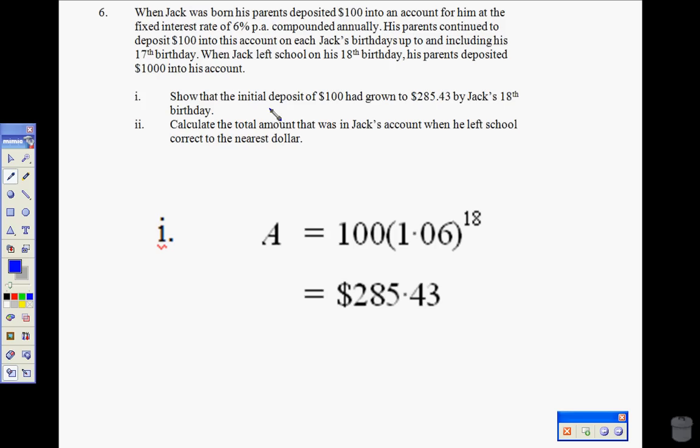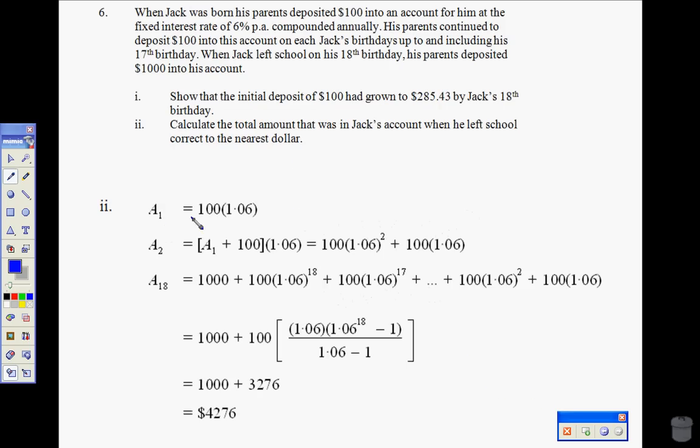Show that firstly the initial $100 had grown to 285.43 by Jack's 18th birthday. Well, there we go. On his 18th birthday, it's been invested for 18 years, and that's the initial amount, which is the compound interest. So we apply it there. Now what we're going to do is calculate the total amount in Jack's account when he left school. So there's our first amount.